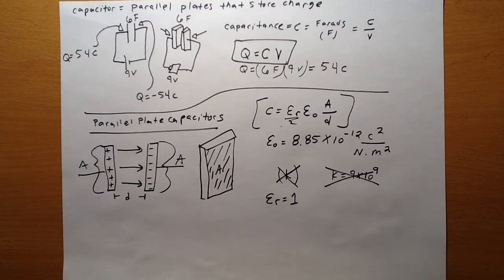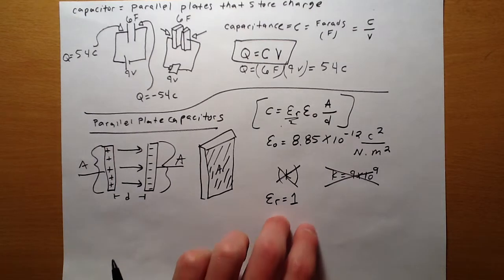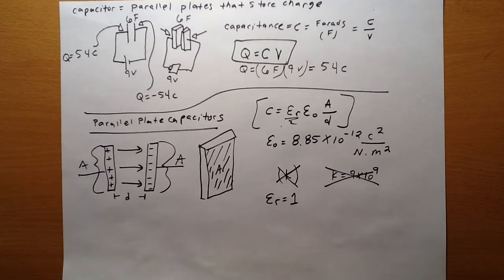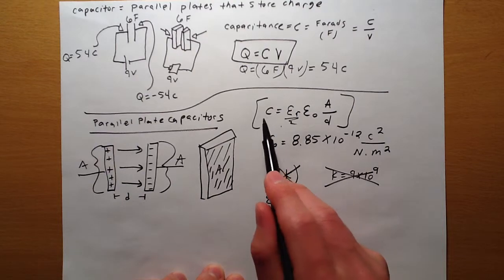We can use different materials inside the capacitor which changes epsilon R. When doing a problem, they're going to tell you, is it a vacuum or air? Then you assume it's 1. If it's not a vacuum or air, which they'll tell you, then they will also give you the dielectric constant, which you will use to solve for capacitance.